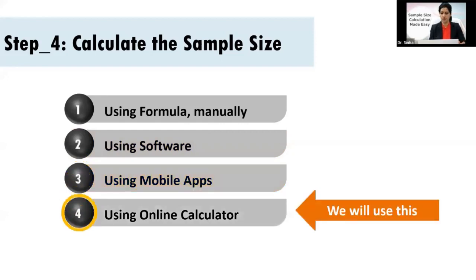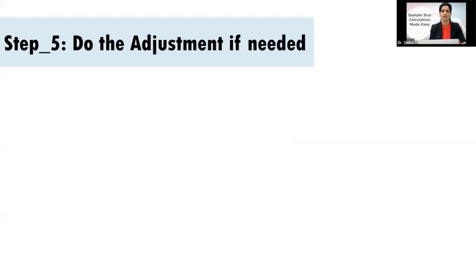We will use this online calculator. Now the next, or the fifth step, is we have to make the adjustment. So once you have calculated the sample size, you have to adjust your sample size because you have to estimate the population parameter, and to represent your sample up to that particular population, you should adjust your sample size.